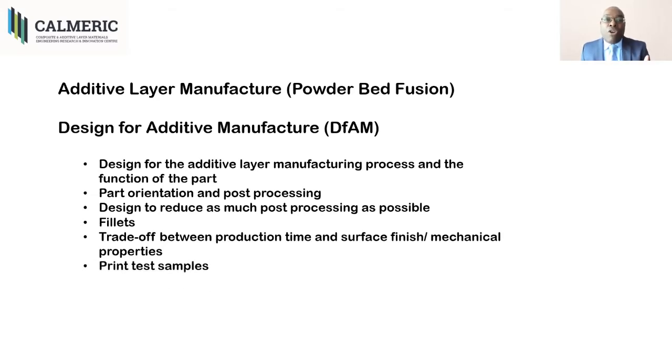And though we try our very best to be right first time, the insurance policy is to print test samples. So that's quite important. So just to wrap this up, if you are an SME and you're interested in using additive layer manufacture as part of your manufacturing process, and you want to explore the advantages of this technology, then come and talk to us at the CALMERIC project team. We have the subject matter experts and the equipment available to do a print orientation evaluation and a geometry check to identify risk and to optimize your design for additive layer manufacturing.